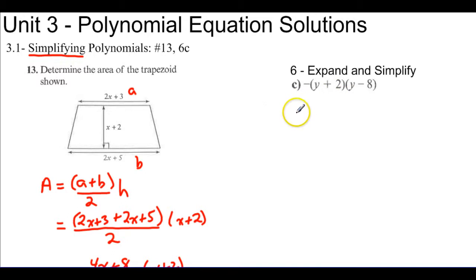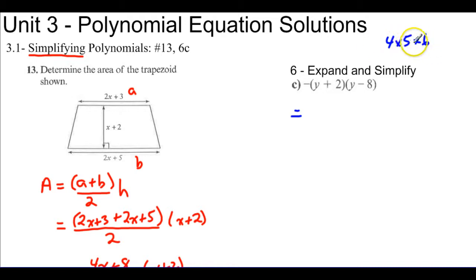Same sort of idea here. Essentially, I'm just looking to simplify. I have 3 values here being multiplied. I have a negative out front, or a -1, times the y plus 2 times the y minus 8. I can do them in any order, and that just kind of comes down to something like this. I have 3 numbers multiplied. I will get the same answer regardless of the order.